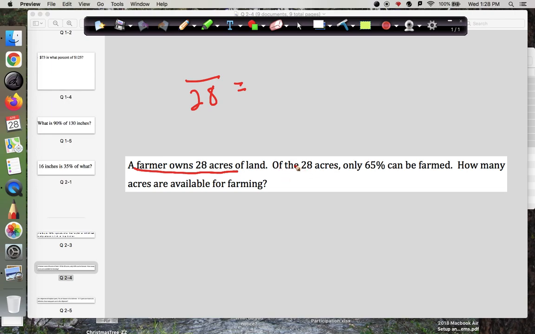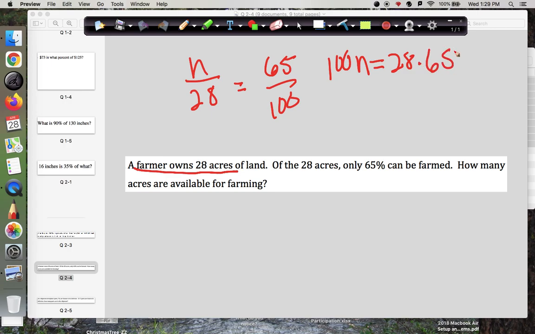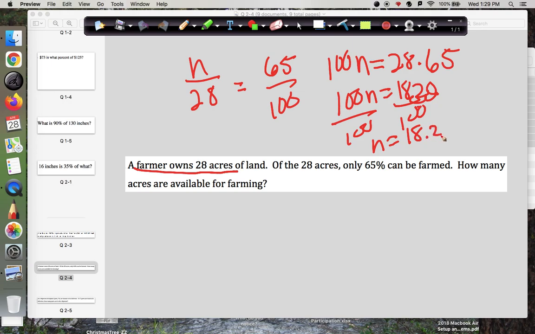Of that entire 28 acres, 65 out of 100, if it was 100, it'd be 65 acres. What if it was only 28? So we need 65%. 100n equals 28 times 65. 28 times 65 is 1820. We're going to divide it by 100. Dividing by 100 just moves the decimal point over 2 places. So n is equal to 18.2.